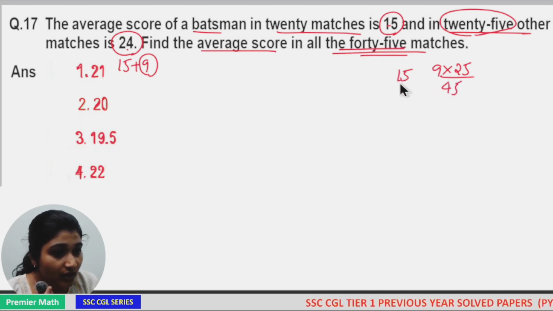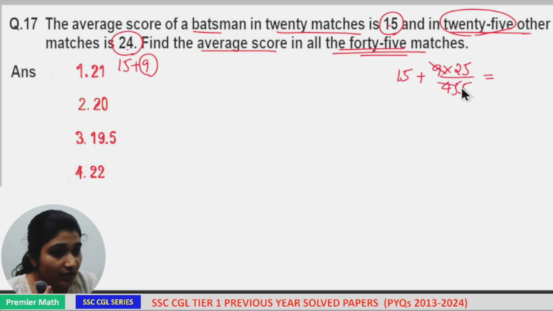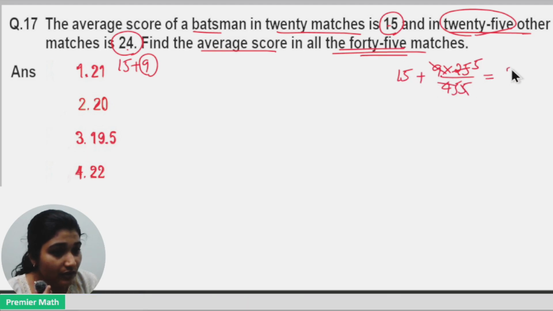Now here, taking the total average, so add this distribution. 9 goes 5 times in 45, 5 goes 5 times in 25. 15 plus 5, 20 is the total average. Option 2 is your answer.